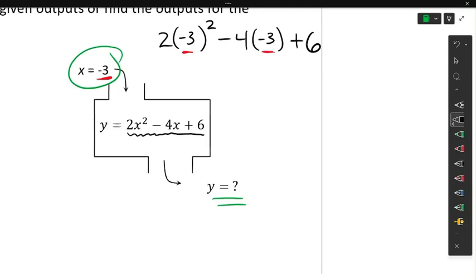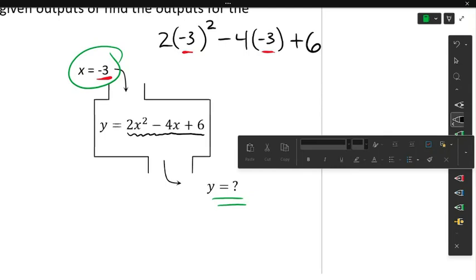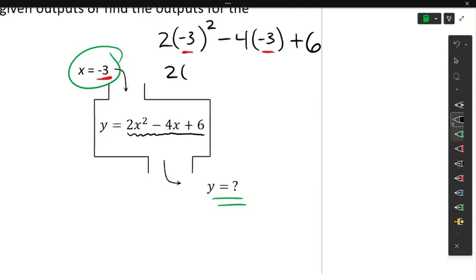So as I take a look at this, I'm going to have to go ahead and square -3 first. And when I square -3, that is -3 times an additional -3, so it produces a value of 9. So this is going to become 2 times the number 9. And then I'm going to have minus 4 times -3, which is actually going to be a plus 12. And then finally, I'm going to add the number 6 to that.